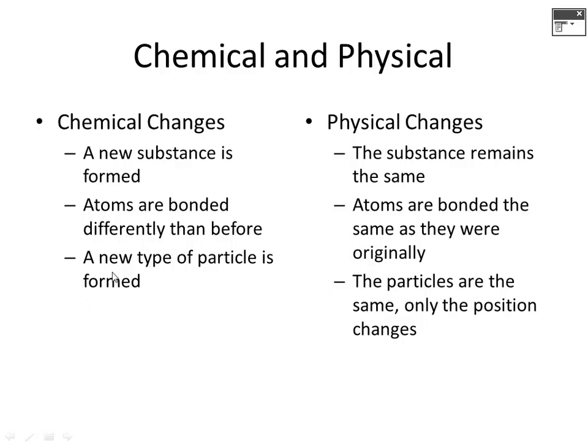So a chemical change is when a new substance is formed. You don't have the same substance as you began with. The atoms are bonded differently than they were in the beginning. And a new type of particle is made that wasn't present before. These are all related.